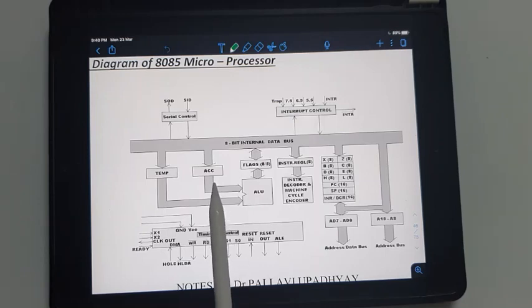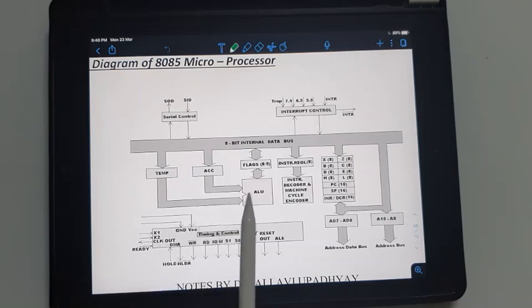8085 has 7 general purpose registers, of which the most general purpose register is the accumulator, and the rest of the 6 are general purpose registers. All the 7 general purpose registers in the 8085 are 8-bit registers. The first general purpose register, which is also the most general purpose register, is called the accumulator. This is the default register of 8085.